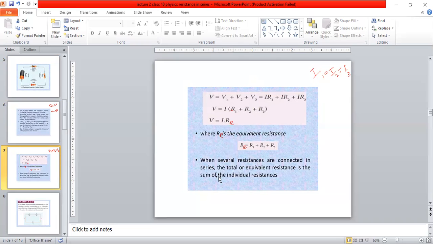When several resistors are connected in series, the total equivalent resistance is the sum of the individual resistances. When you connect more than one resistance in series, the total equivalent is the sum of the individual values. So the total equivalent resistance will be greater than the individual values.